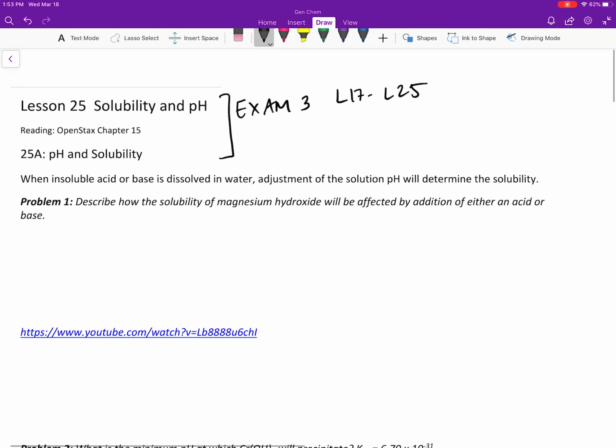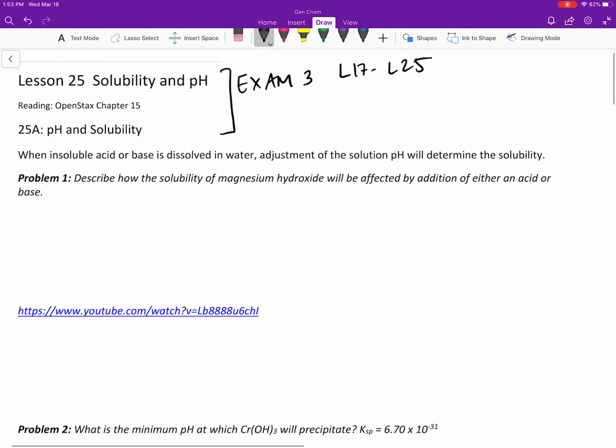This is going to be the first part of lesson 25. I'm going to break this up into probably 3, maybe 4 separate shorter videos. And so chapter 25 is about multiple equilibriums. One of the multiple equilibriums is going to be pH and solubility.